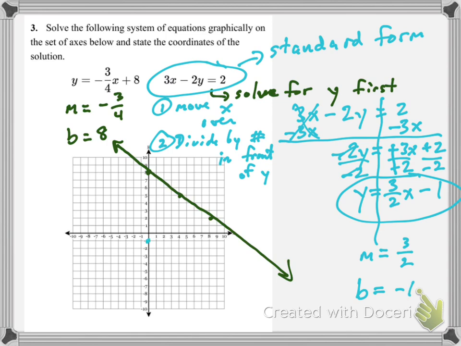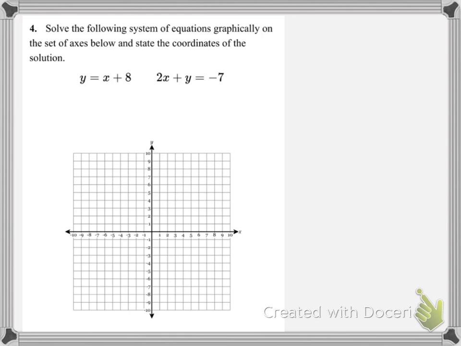So I go down 1, there's my y-intercept, and from there, 1, 2, 3, 1, 2. 1, 2, 3, 1. Oh, look at that. They just run into each other. Works out so nice. Okay. There's my point of intersection. So what are the coordinates of that point? So 4, 5. There's my answer. So if they give you an equation in standard form, you just got to do a little legwork to get it in slope-intercept. Okay, one more.